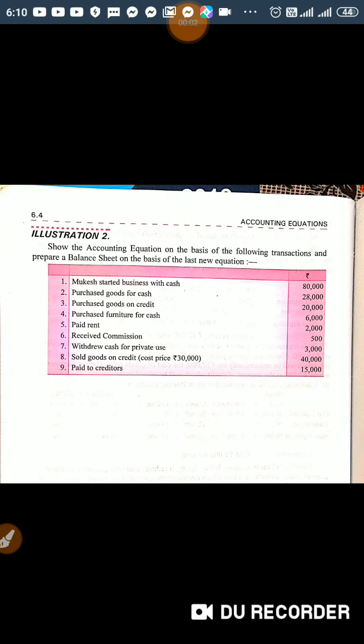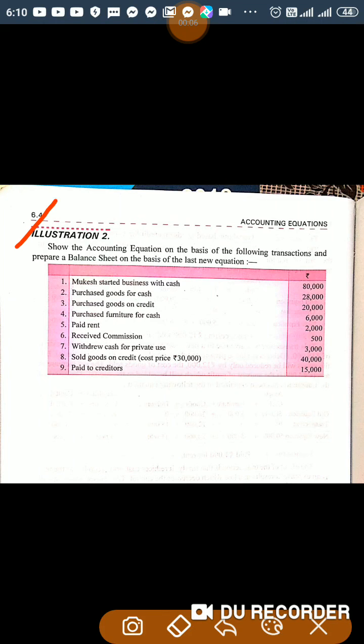So let's take up one illustration to understand the concept of accounting equation. How will you prepare the accounting equation? What is the format? We will understand by solving this illustration. Illustration 2 says, show the accounting equation on the basis of the following transactions and prepare a balance sheet on the basis of the last new equation.